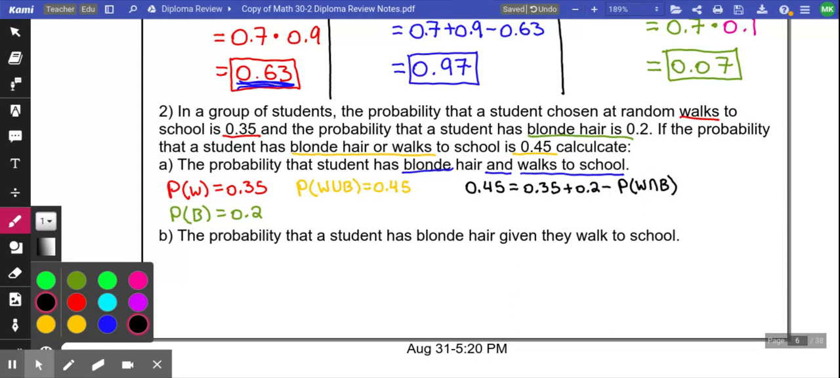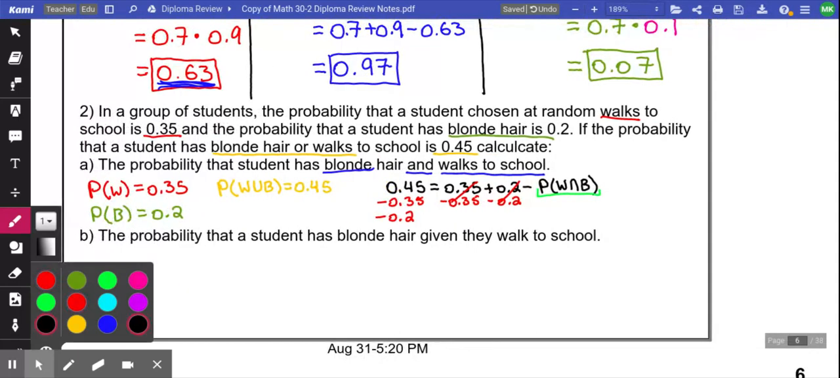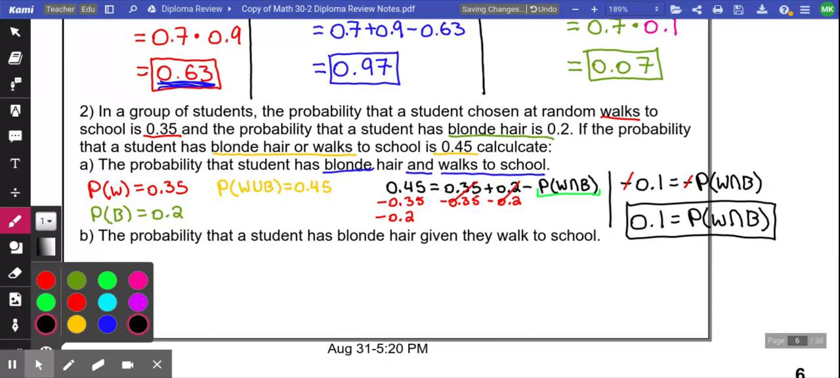And we can use this non-mutually exclusive formula to find what we want, which is the probability of walking and blonde hair. The way you're going to do that is you're going to subtract these numbers to the other side. When you do that, you end up getting, it's going to be a negative number. You end up getting negative 0.1 equals negative probability of walking and blonde hair. Those negatives cancel each other out. That means 0.1 is the probability of walking and having blonde hair. We could not use the independent formula or the dependent formula because we never got told if the events were independent or not.